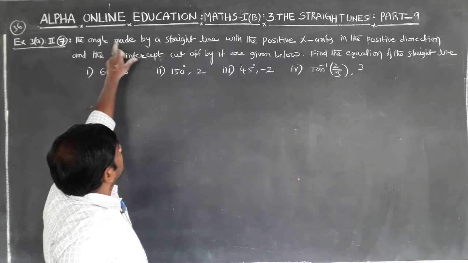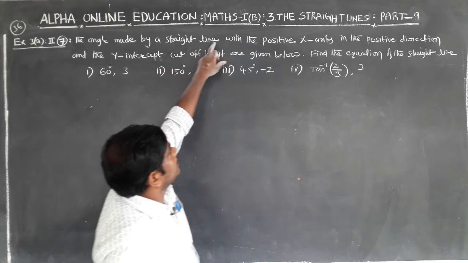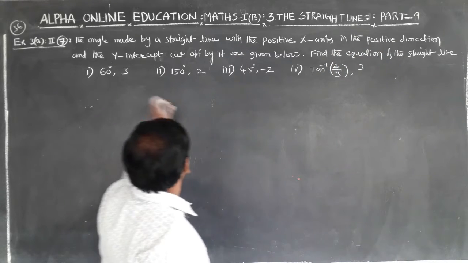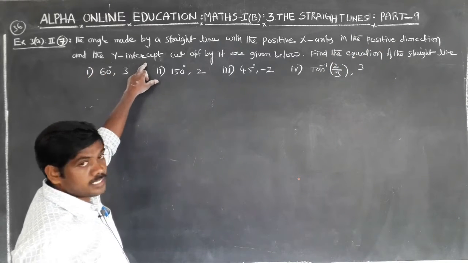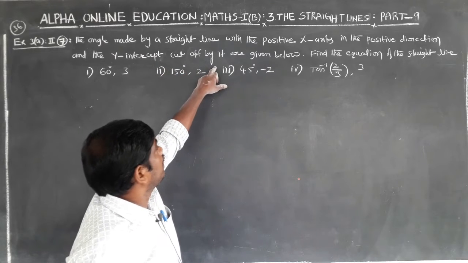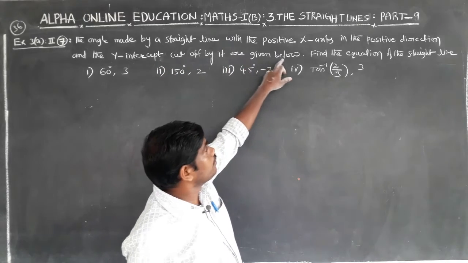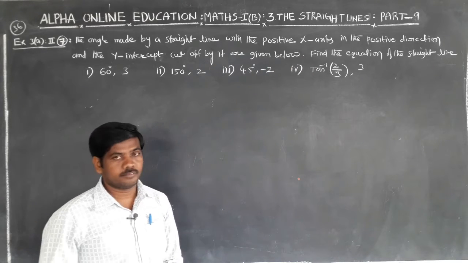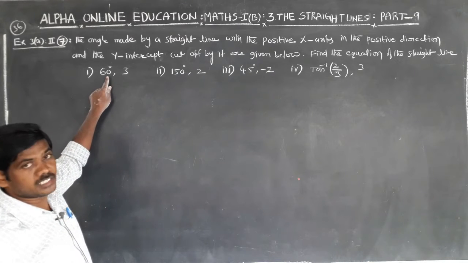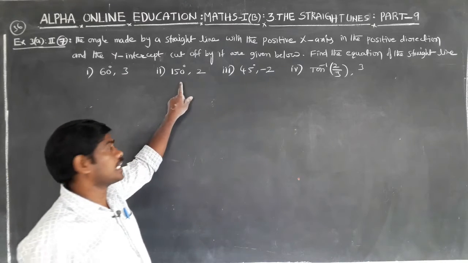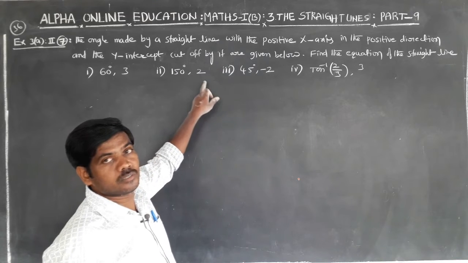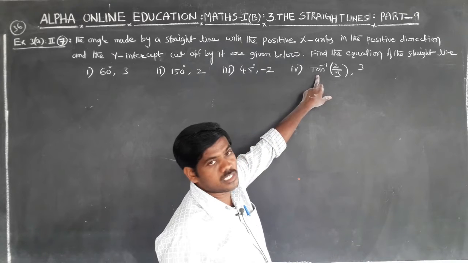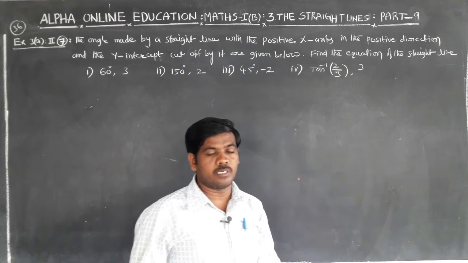The angle made by a straight line with the positive x-axis in the positive direction and the y-intercept cut off by it are given below. Find the equation of the straight line. First one is 60 degrees, comma 3. Second one is 150 degrees, comma 2. Third one is 45 degrees, comma minus 2. Fourth one is tan inverse of 2 by 3, comma 3.